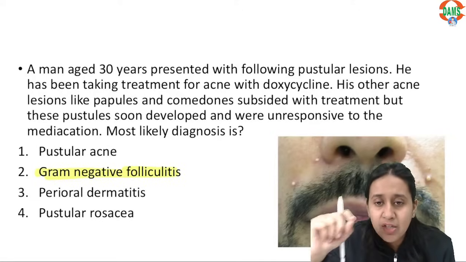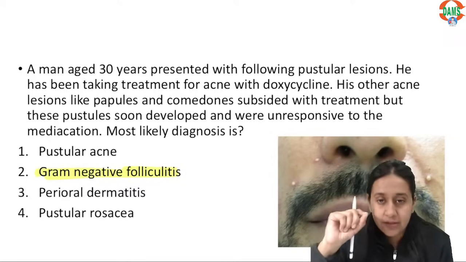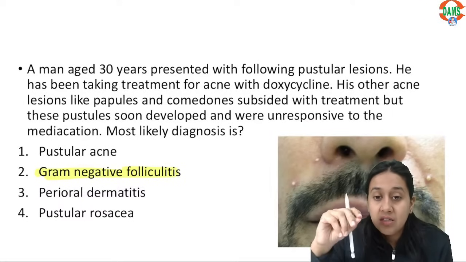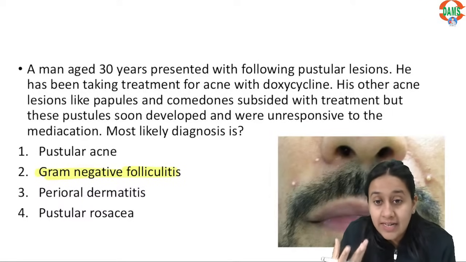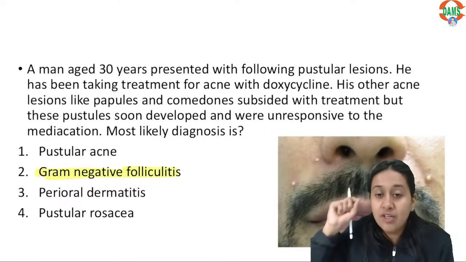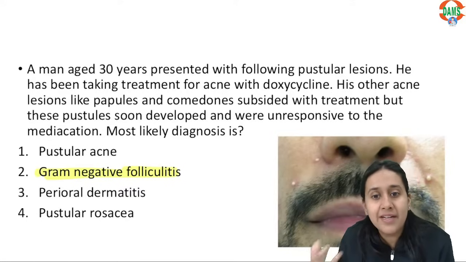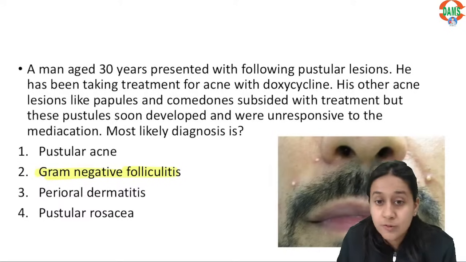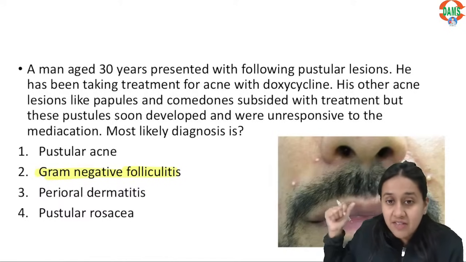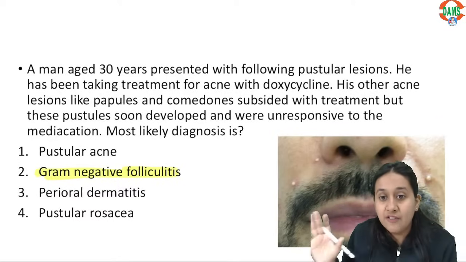Now, what happens when you give a narrow spectrum antibiotic for a very long duration? What happens? The bacteria or the organisms which are non-responsive to that antibiotic, they start growing. And one example is here: when you give long doxycycline therapy in acne patients, sometimes there is growth of some gram-negative organisms on the skin which are not responding to the doxycycline, and they will start presenting with this type of folliculitis known as gram-negative folliculitis.